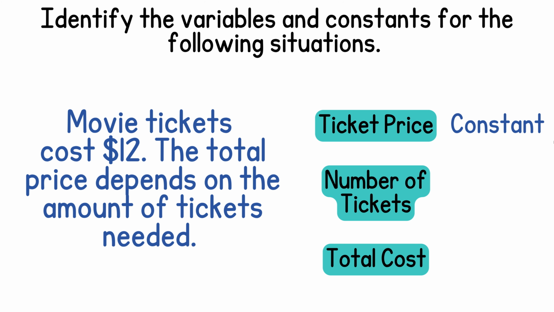Our ticket price is a constant because it doesn't change, and the ticket price is $12. Now let's look at the number of tickets. The number of tickets will change based on how many you need. So this represents a variable. We can call this n. Now let's look at the total cost. The total cost will also vary depending on how many tickets we need. So this represents a variable. We can find the value of the total cost by multiplying the ticket price by the number of tickets. So we'll multiply 12 times n.